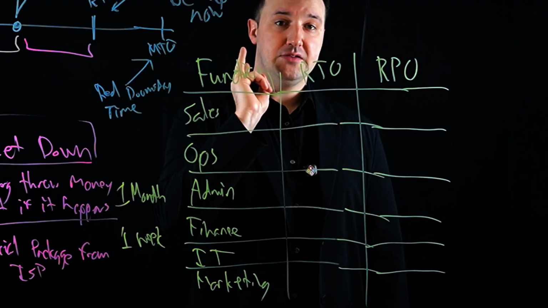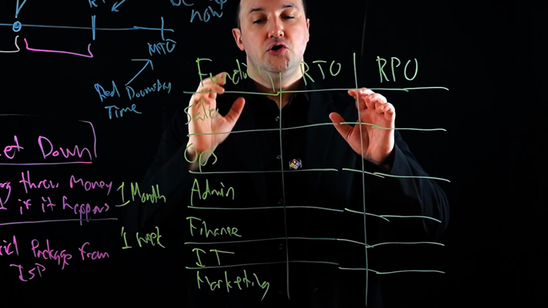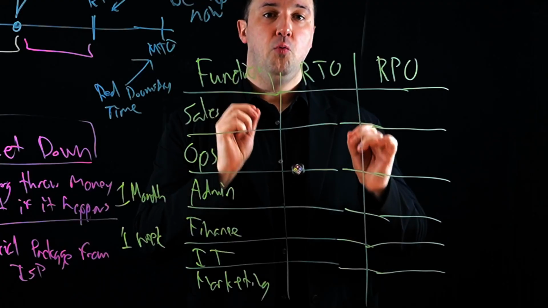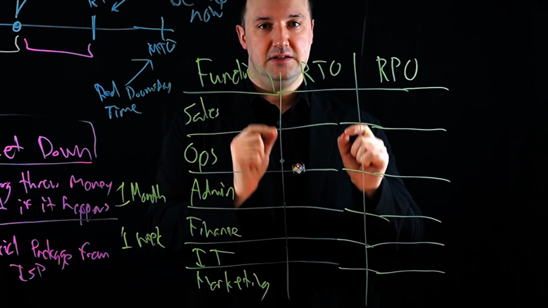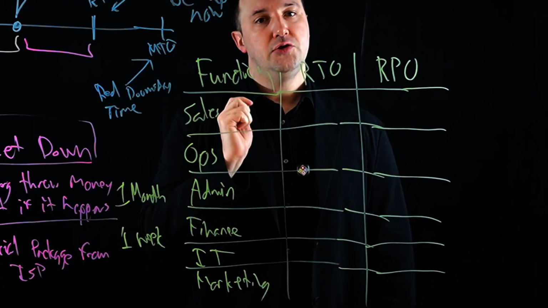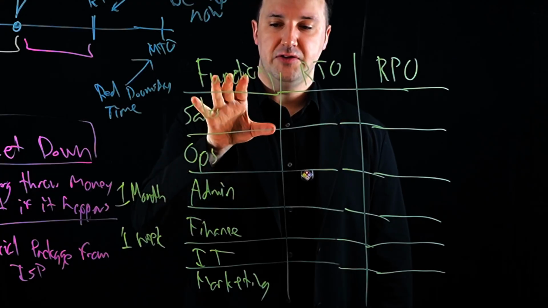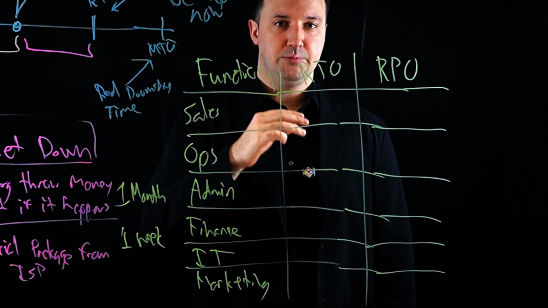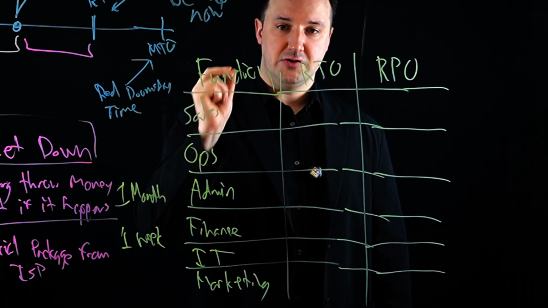Now, there's two ways to also do that. You can look at this from the perspective of the business, of when does the business need this back up, or you can look at this from the perspective of the given thing, the given function, the given process. I personally prefer to go based on the given function or process.